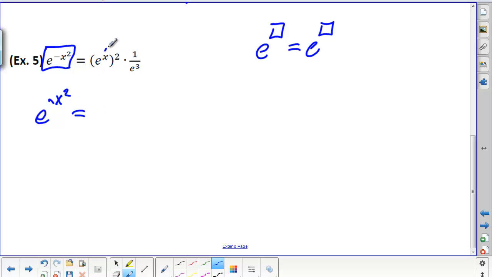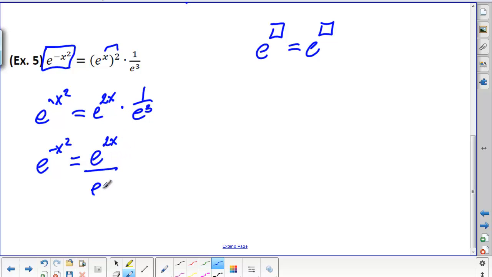Over here, using some properties of exponents, we can write that as e to the 2x, multiply those powers, and then multiplying those together, we can just say e to the 2x over e cubed. And then since those bases match, we can subtract the exponents. Now if those steps, rewriting that, are unfamiliar, you need to go back and review your properties of exponents, okay? Because that's what we're using there.